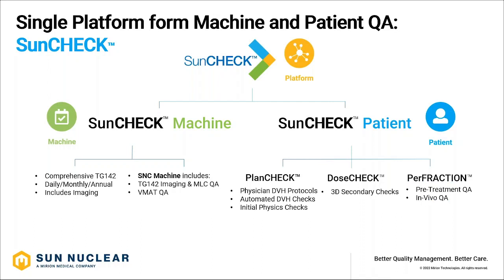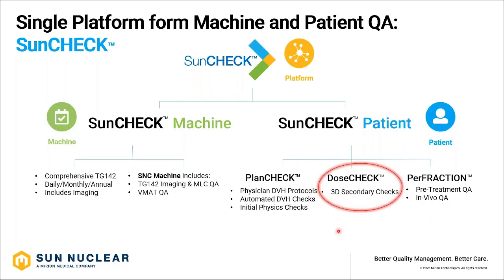SunCheck Patient itself is divided into 3 different modules, each of which performs a different function in your patient clinical workflow. PlanCheck is where you would do your physics and dosimetric plan checks. DoseCHECK, which we'll be talking about in more detail today, is used for 3D secondary dose verification of your patient treatment plan, and ExitCheck would be used for pre-treatment QA as well as in vivo patient QA.